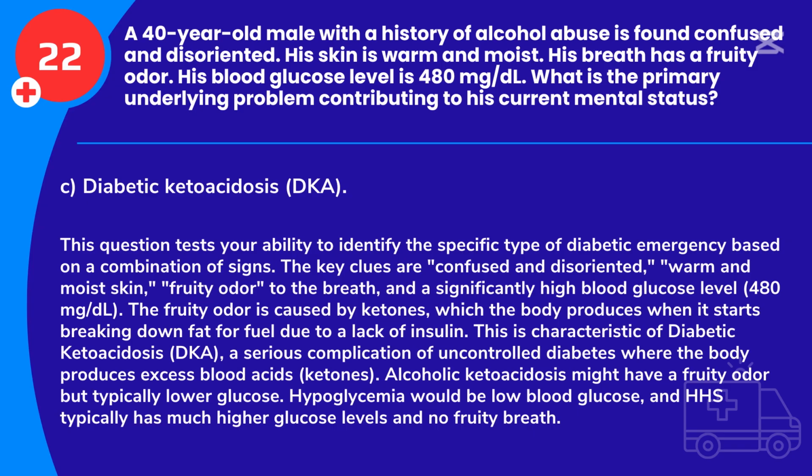This is characteristic of diabetic ketoacidosis, DKA, a serious complication of uncontrolled diabetes where the body produces excess blood acids, ketones. Alcoholic ketoacidosis might have a fruity odor but typically lower glucose. Hypoglycemia would be low blood glucose, and HHS typically has much higher glucose levels and no fruity breath.